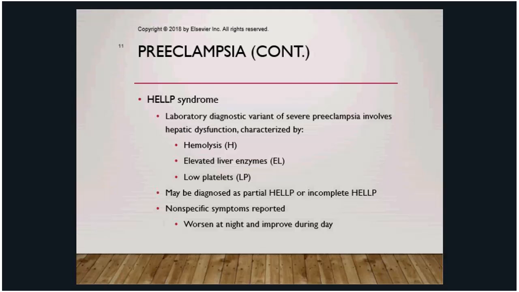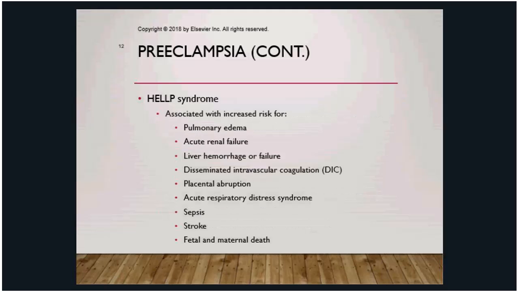So HELLP syndrome is diagnosed through laboratory results. A variant of severe preeclampsia involves liver dysfunction characterized by hemolysis, elevated liver enzymes, and low platelets. So it may be diagnosed as partial HELLP or incomplete HELLP. It has nonspecific symptoms that are reported, and it's worsened at night and improves during the day.